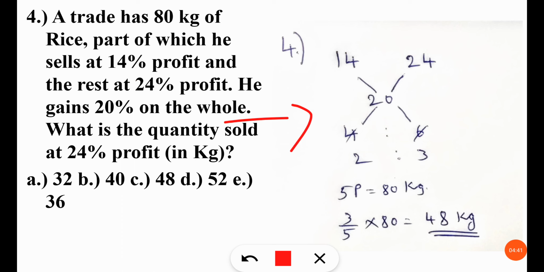We can go with the mixture and alligation method. This is the 14% profit, this is the 24% profit. On the whole, the trader received 20% profit. So 24 minus 20 equals 4 and 20 minus 14 equals 6. So the ratio is 2:3. 2 parts for 14%, 3 parts for 24%. We were asked to find the 3 parts, that is the 24% quantity. 3 plus 2 equals 5 parts, 5 parts value is 80 kg, and we were asked to find the 3 parts. 3 by 5 into 80 equals 48 kg. Option C is the right answer.